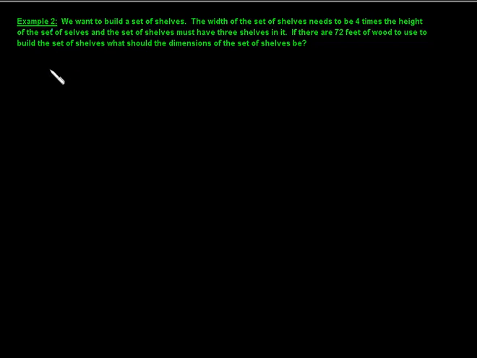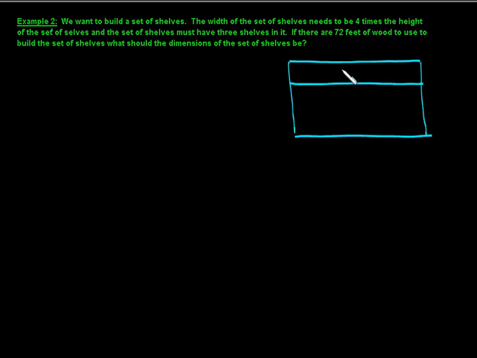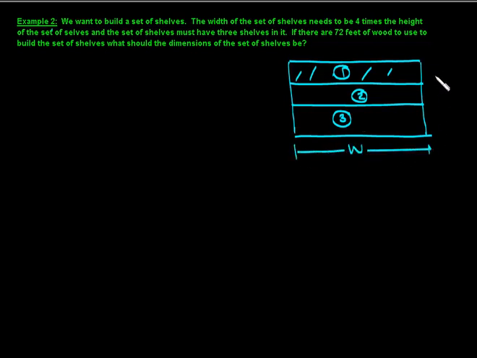Alright, so let's draw a picture in this case. That might be helpful. Okay, so they've told us that we want to create shelves. There's going to be 3 shelves. So this is shelf 1 up here. Okay, this is shelf 2, and this is shelf 3. So we have 3 shelves. This is the width of my shelf. I'll call that W. And this is the height of my shelf. I'll call that H.